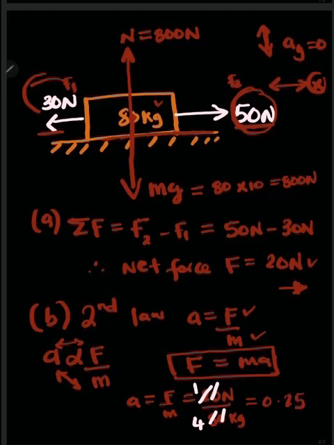Now what are the units for acceleration? Meters per square second. So we now conclude and say, therefore, acceleration is equal to 0.25 meters per square second, and the body accelerates to the right. It accelerates in the direction of the net force.